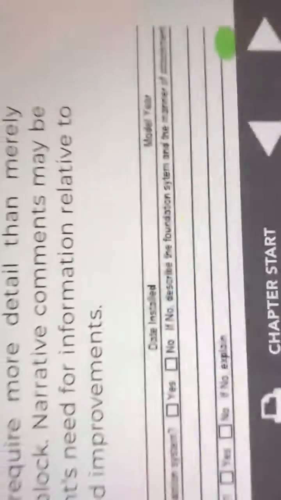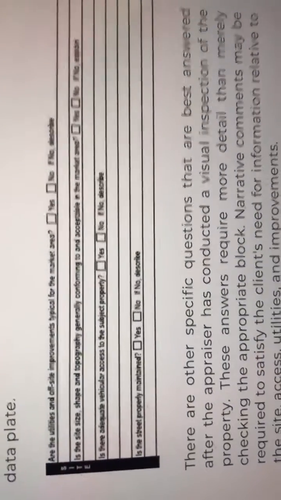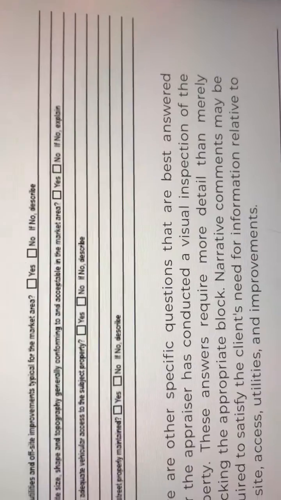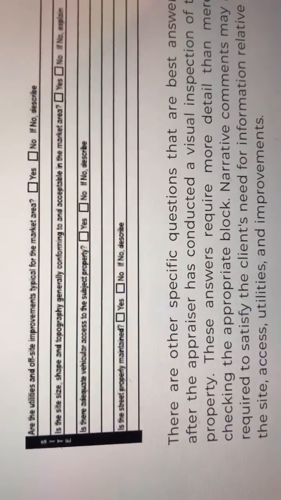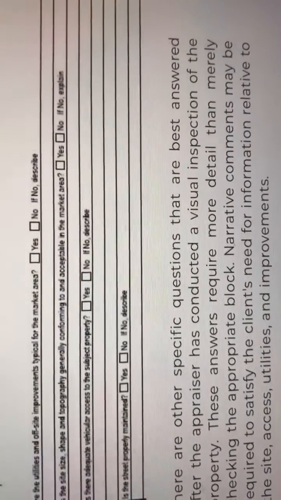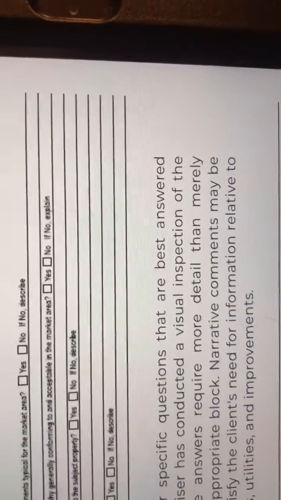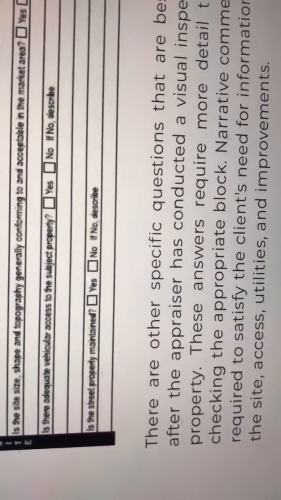Underneath that is the site section. Are the utilities and off-site improvements typical for the market area? Yes or no? If no, describe. And there's 2 lines for that. Is the site size, shape, and topography generally conforming to and acceptable in the market area? Yes or no? If no, explain. 2 sentences underneath that, 2 areas to fill out.